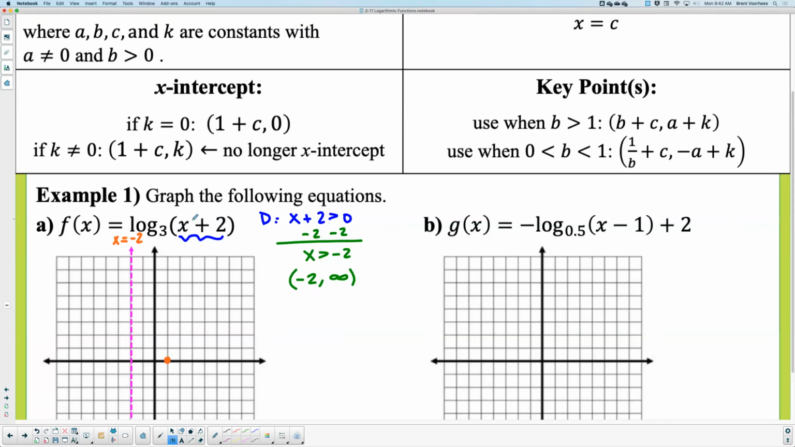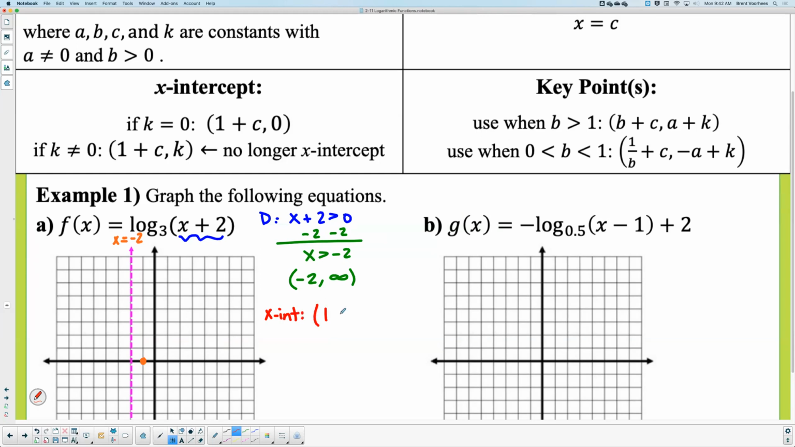Which way is that telling me to go? Left. Left 2 units. So this x-intercept will actually be 1, 2 units right there. So what this math says is you take your 1 and you add it to C. Now, C is this number here, but it's a liar.